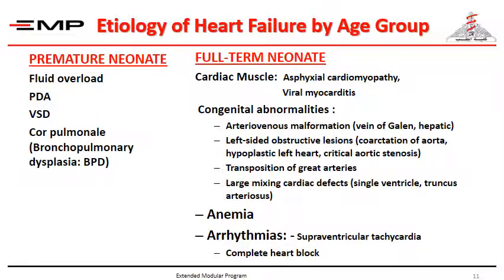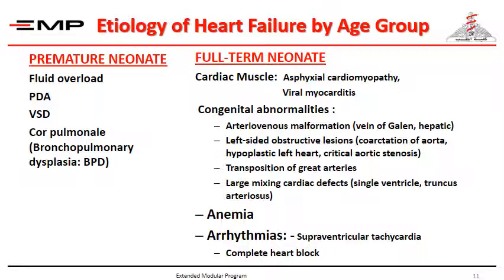Congenital abnormalities like the AV malformations, the vein of Galen malformation or hepatic malformation, aneurysms can lead to heart failure with shunting. It looks like a shunt, but it is not in the heart, but it is in the brain. Left-sided lesions like coarctation of the aorta, obstruction by the aortic coarctation, hypoplastic left heart or critical aortic stenosis can lead to heart failure.